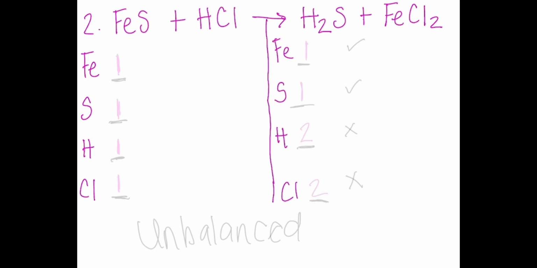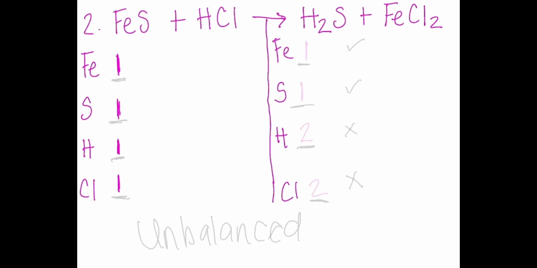Now that I've done that, I'm going to go ahead and look at my subscripts for each element. Okay, so I'm going to start from my reactant side. I see that for Fe, I only have 1 Fe present. I have 1 S present. I go to H, I have one H present, and then I have one Cl present. As you can see on the reactant side, there are no subscripts, which means that it is one of each element present, okay? Now I'm going to go over to the product side.